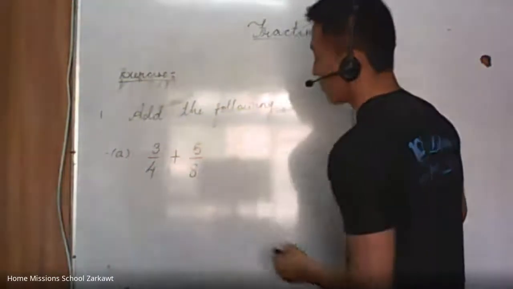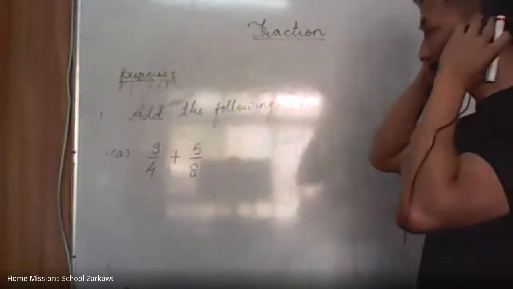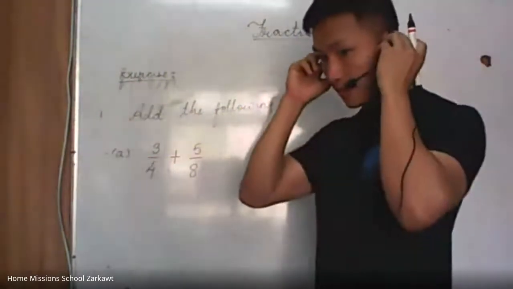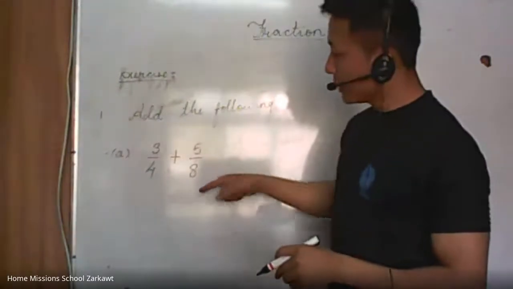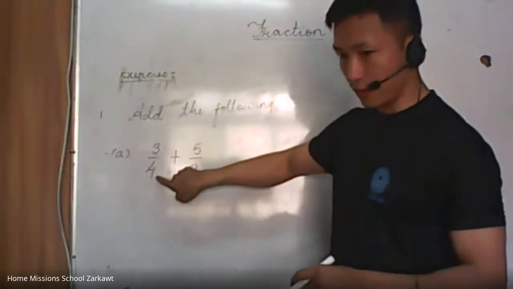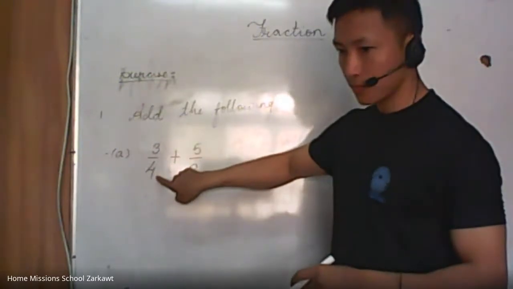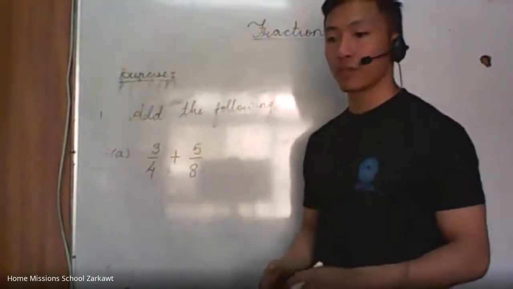Okay, first 3/4 plus 5 by 8. Okay, we're gonna add two fractions. The first one is 3 by 4. Okay, before that, I almost forget how to say fraction in Mizo.